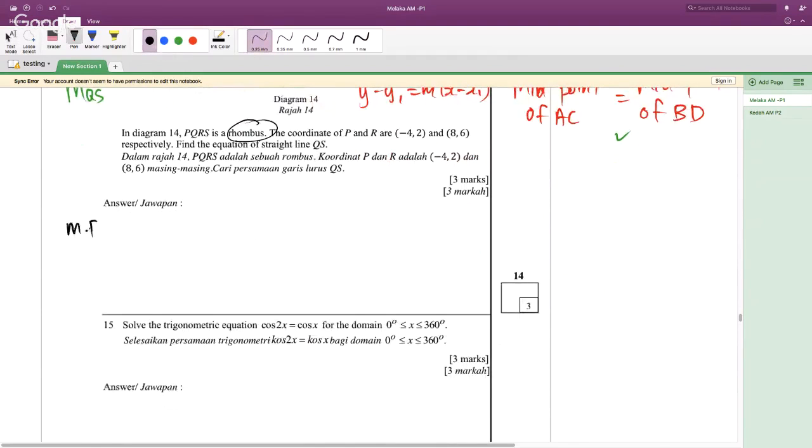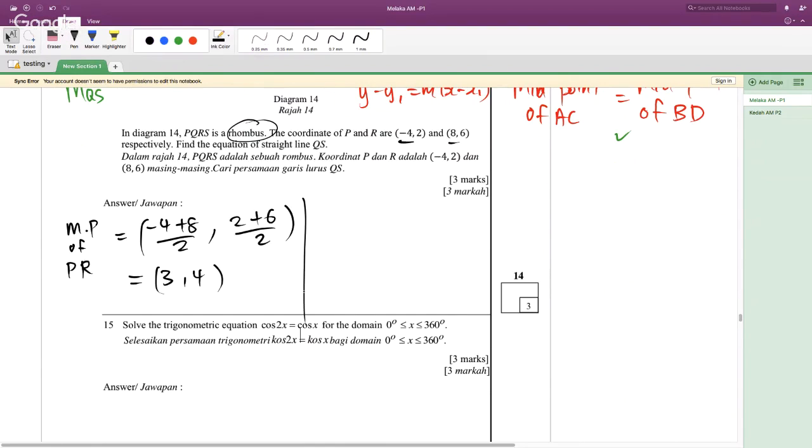I write the formula, midpoint of PR. The midpoint formula is just (x1 plus x2) over 2, comma, (y1 plus y2) over 2. This is how we find a midpoint. It's quite easy. So this is 6 over 2 is 3, 8 over 2 is 4. Now I have the midpoint already. Then the second thing, I will find the gradient of PR. The gradient formula is y2 minus y1 over x2 minus x1. So this basically is 4 over 12, so it's 1 over 3.